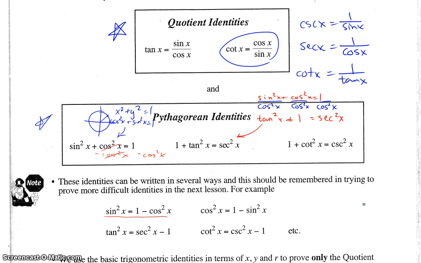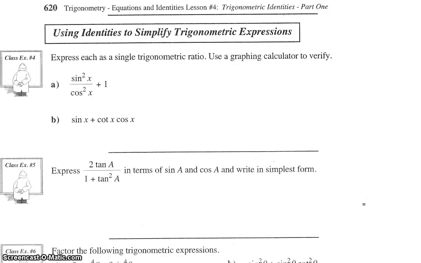So let's look at a further example. These are the kind of questions that you would be doing on this particular lesson. So example number 4, express each as a single trig ratio. So a trig ratio, sine, cos, tan, that kind of thing. A single trig ratio. So if you look at this first question, we have 2 trig ratios over top of each other plus another number yet too. And then it says use a graphing calculator to verify, and I'll show you how to do that.